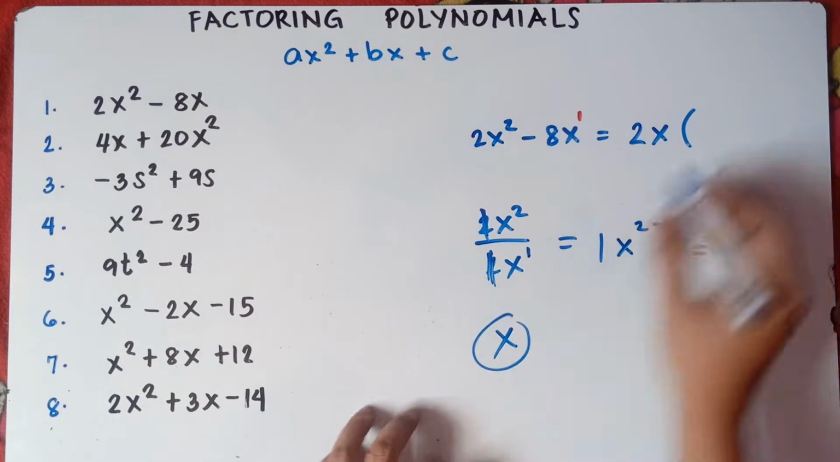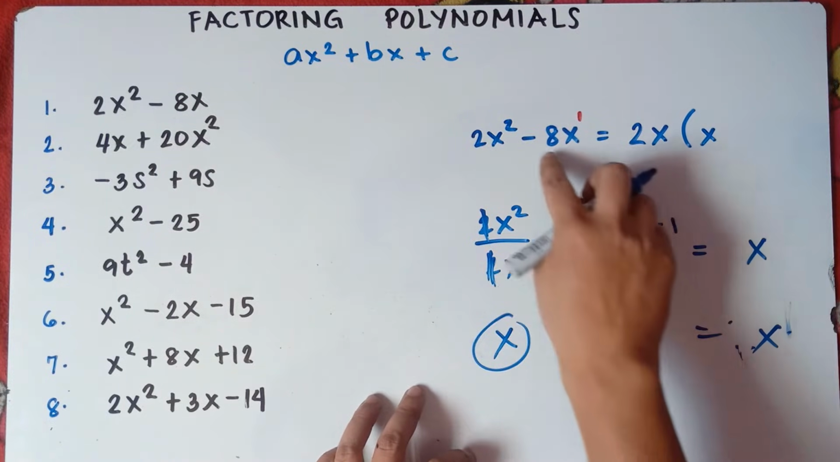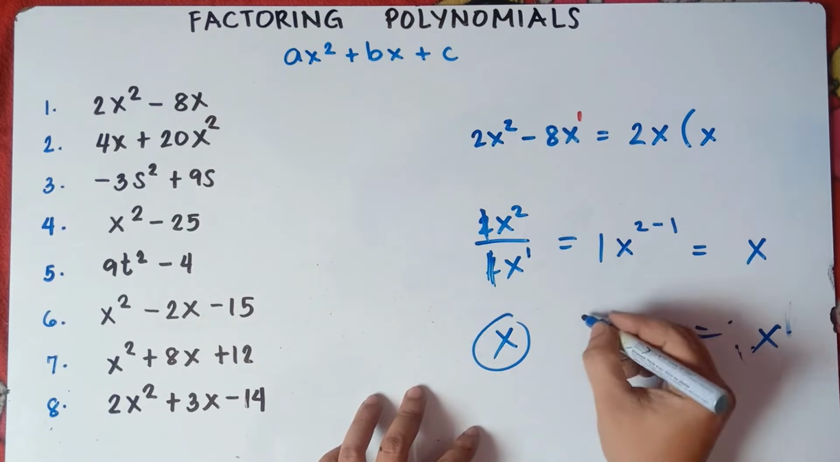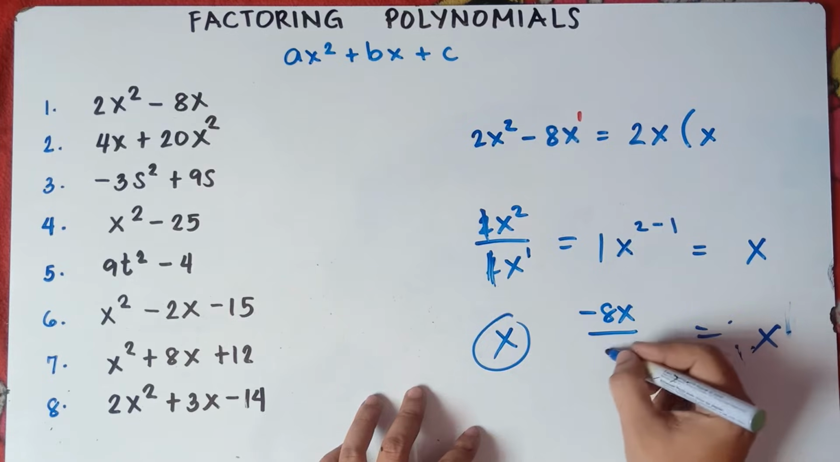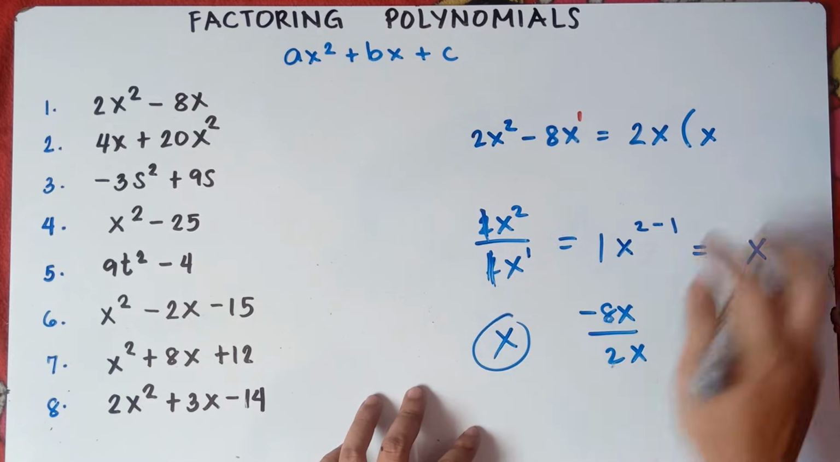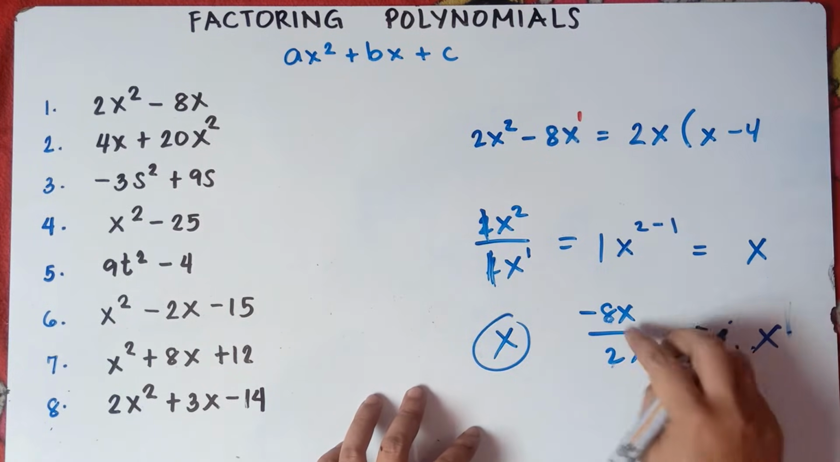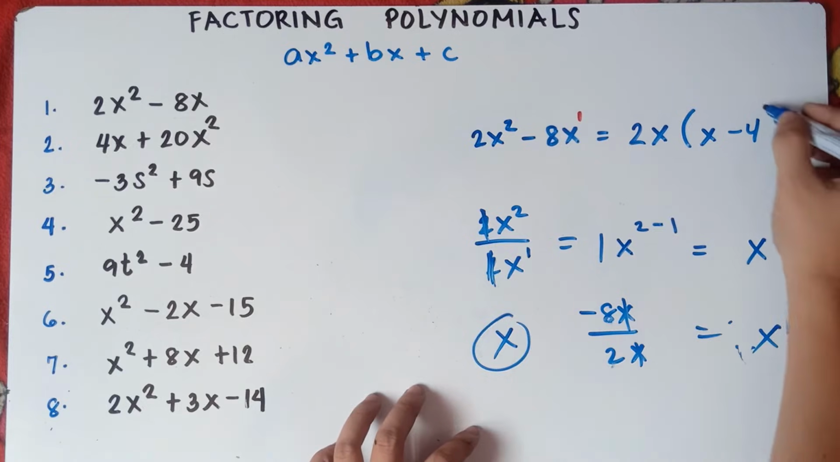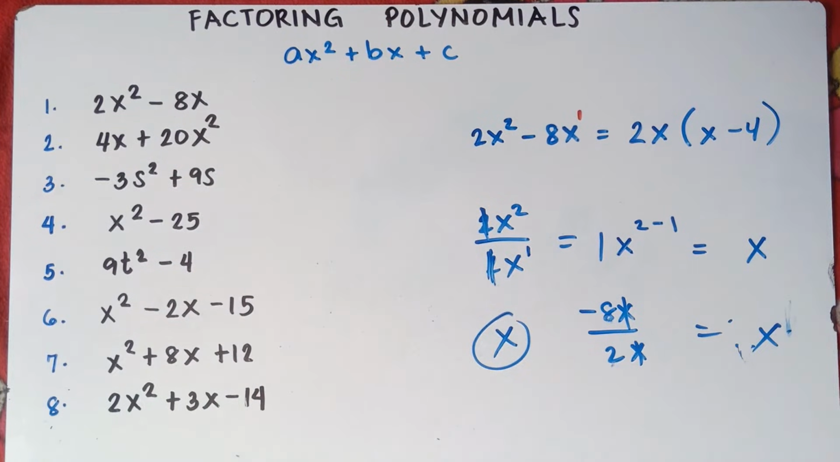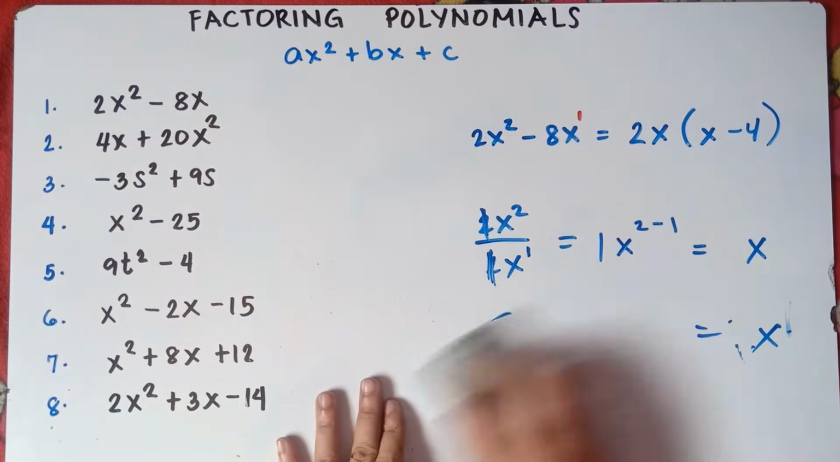Okay, simply x. Then negative 8x divided by 2x. Negative 8 divided by 2 is negative 4, and x divided by x simply cancels. So this will be our answer for number 1. Easy, right?